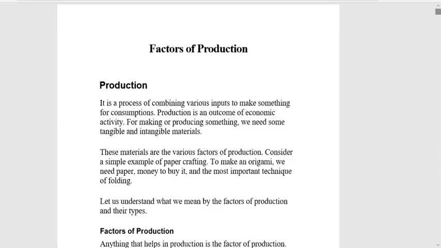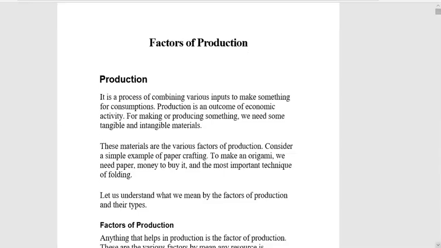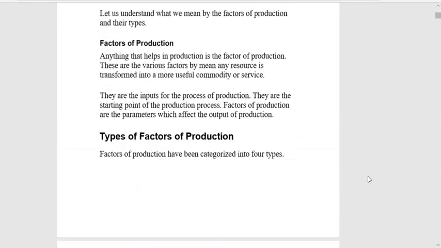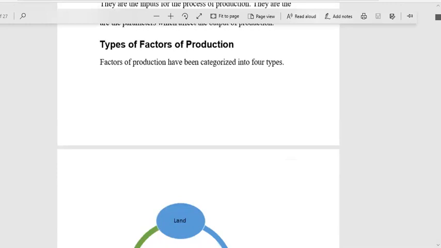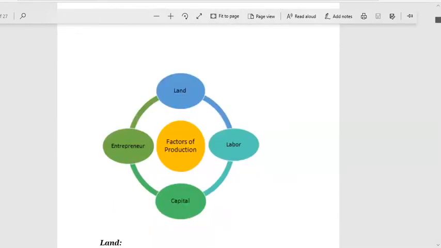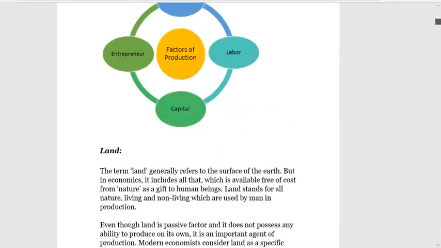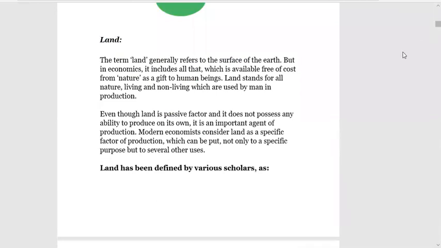First, 4 factors are there in factors of production. One is land, labor, capital, and entrepreneur. These 4 factors will help us to make the production. Let's take the first factor, that is land.